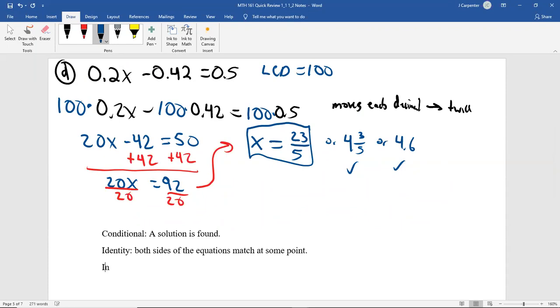And then finally, we have inconsistent. I've been spelling that word wrong for a while. That's okay. And this means that a false statement is found at some point.